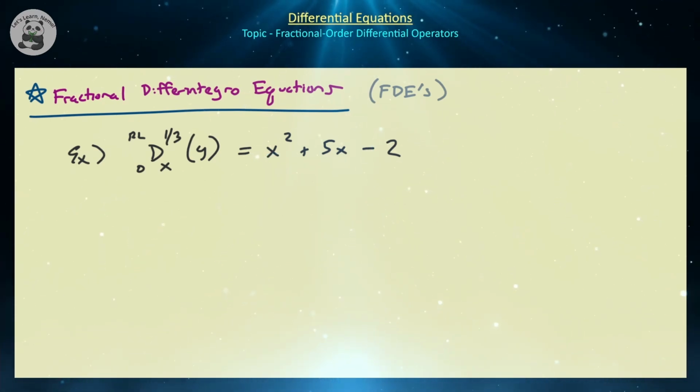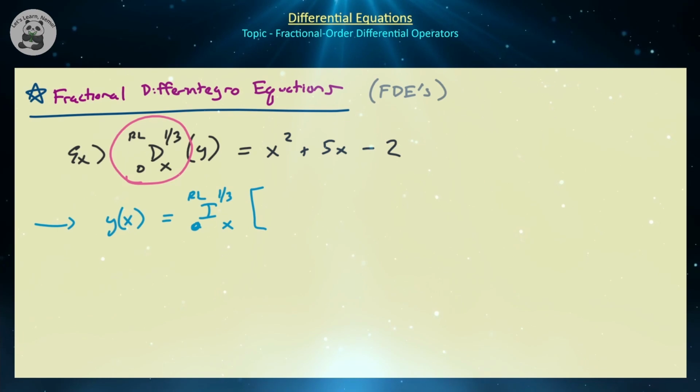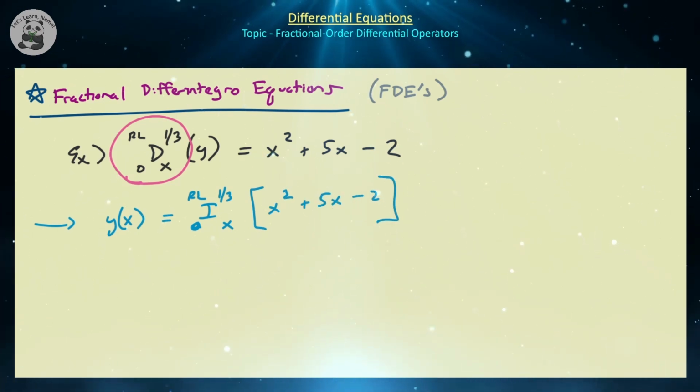So what is the inverse operator of a Riemann-Liouville fractional derivative? That's obviously going to be a Riemann-Liouville fractional integral. So the solution, at least in implicit form, is going to be equal to the Riemann-Liouville fractional integral of order 1/3 with base point 0 of x squared plus 5x minus 2.